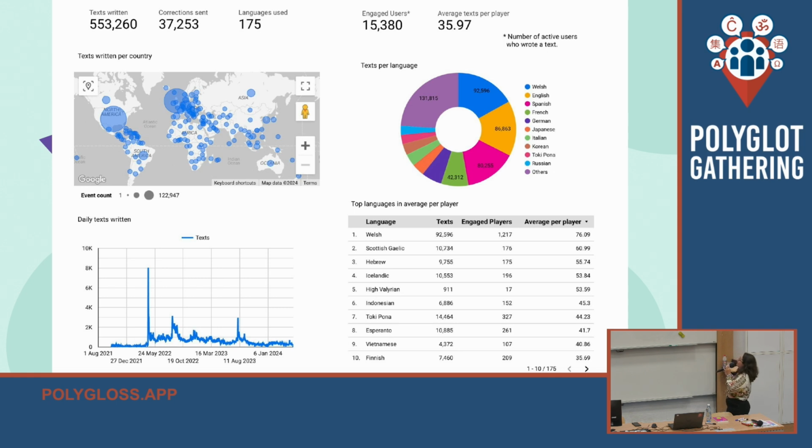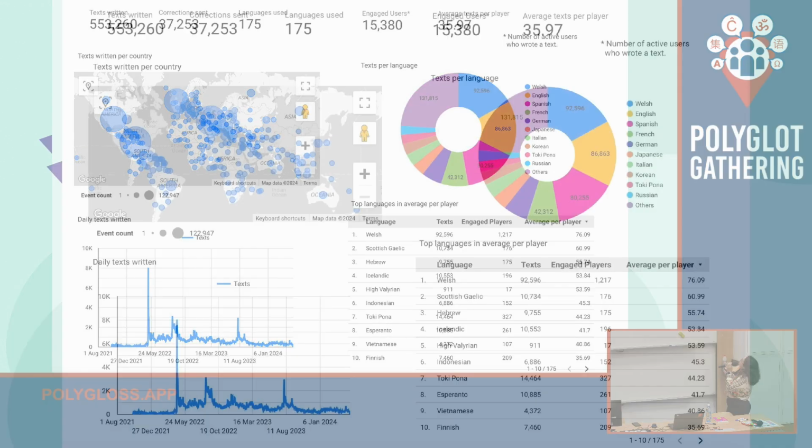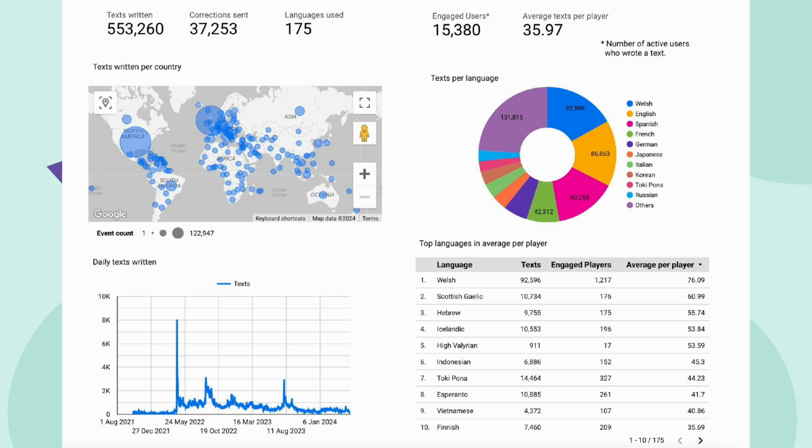I love seeing the app being used for Welsh, for Scottish Gaelic, for Hebrew. Here, like Tokipona is the biggest. Oh no, actually, this is average per player. So the High Valyrian players, they are more active than the Tokipona community, but the Tokipona community has lots of players who have exchanged lots of messages. So it's pretty cool.